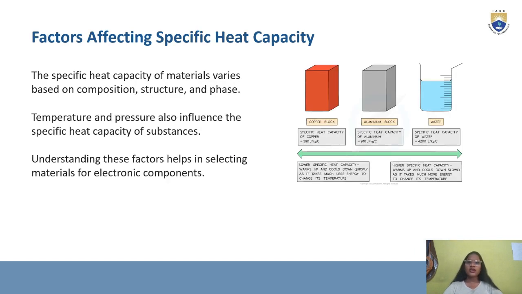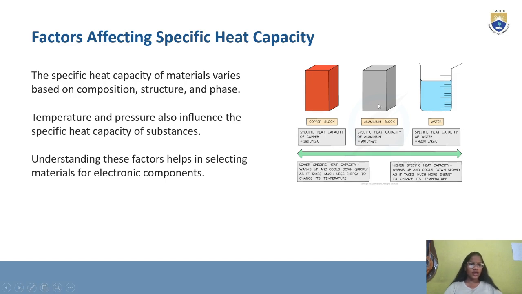Factors affecting specific heat capacity. The specific heat capacity of materials varies based on composition, structure, and phase. Temperature and pressure also influence the specific heat capacity of substances. Understanding these factors helps in selecting materials for electronic components.